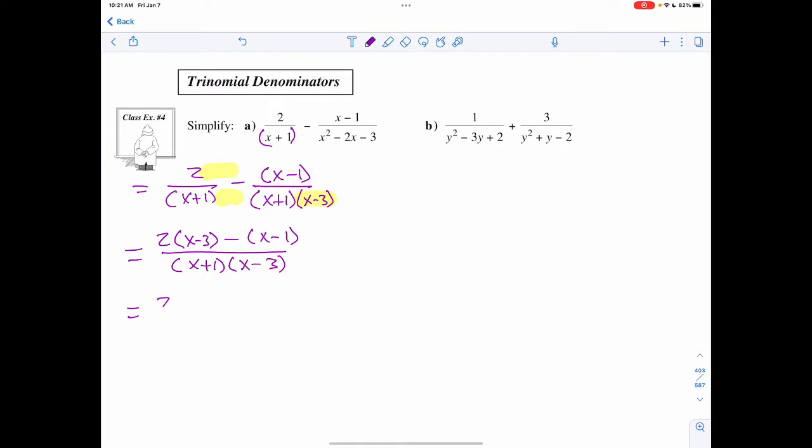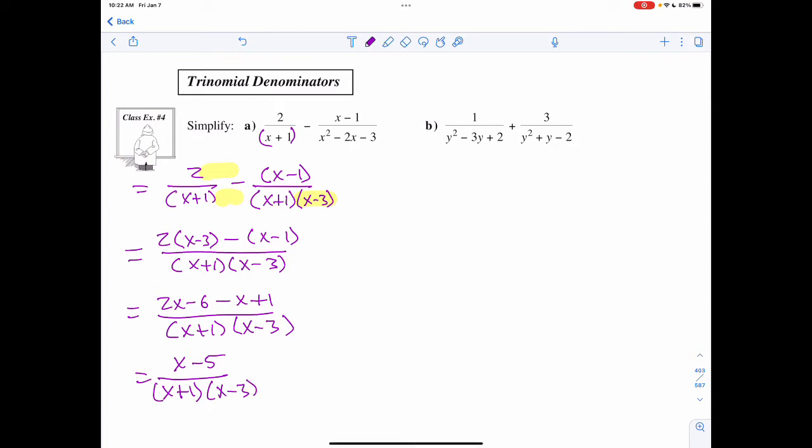This is going to give me 2x minus 6 minus x plus 1 over x plus 1, x minus 3. Or, when I combine my like terms, x minus 5 over x plus 1, x minus 3. And this is true so long as x cannot equal -1 or 3.